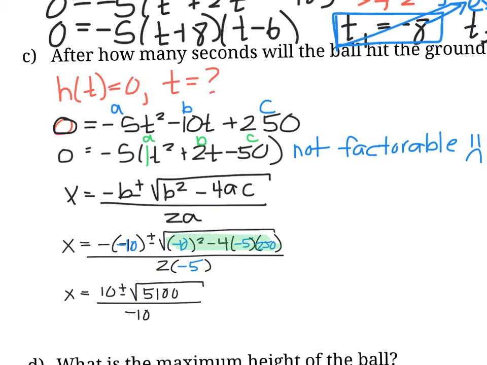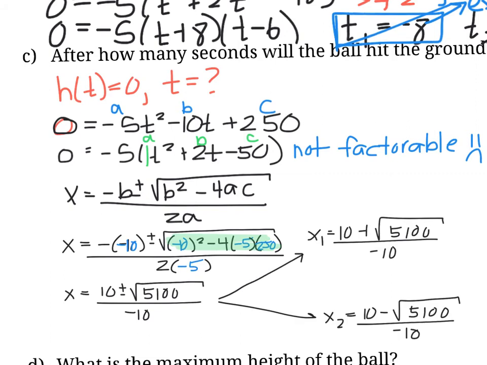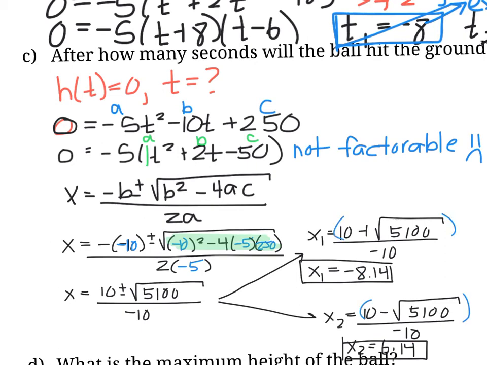Next, we have our two cases. For your two cases, did you have the positive version and the negative version? Everything else should be the same. And for your two solutions, you should have got negative 8.14 and positive 6.14. Again, if you're not getting that, are you putting brackets around this? This has to be done first, and then we are dividing it by negative 10.